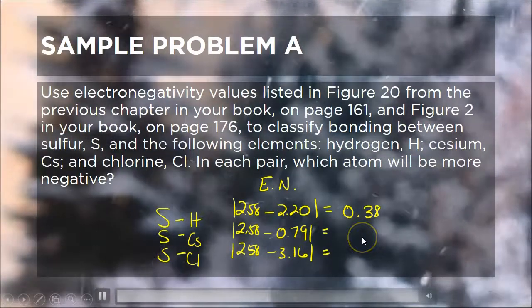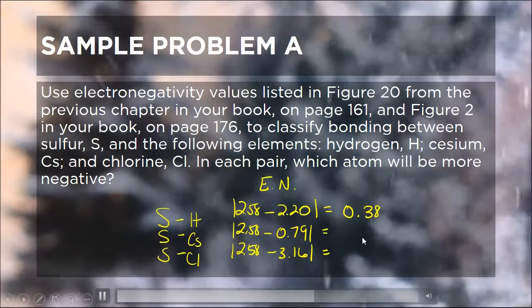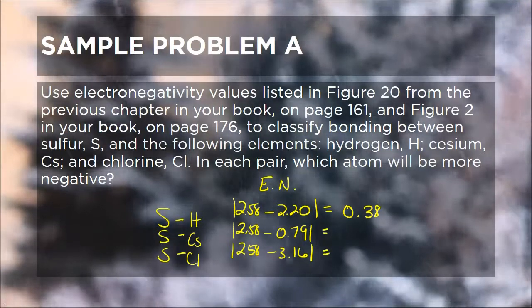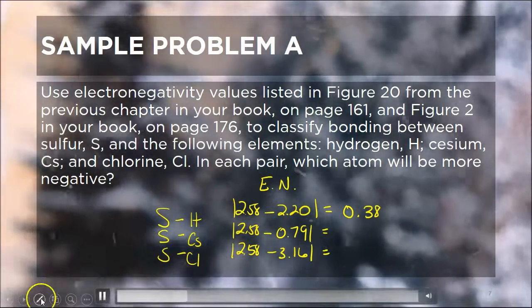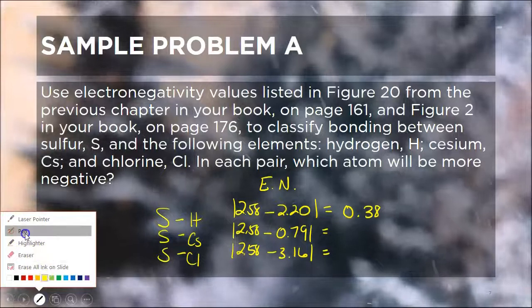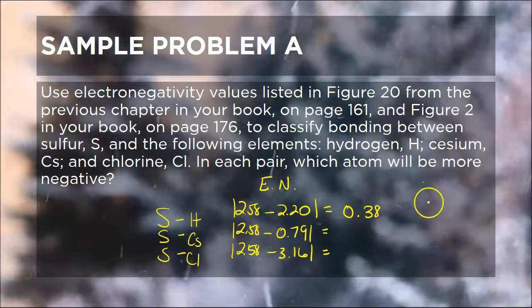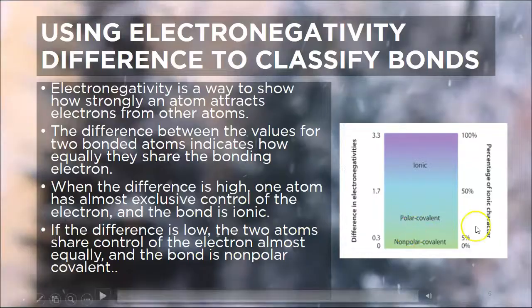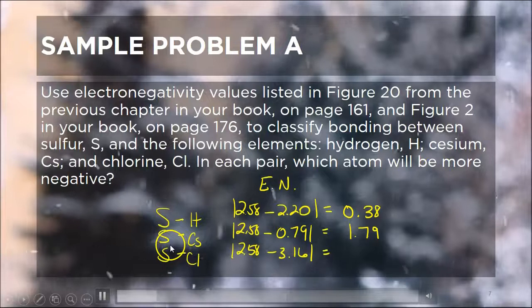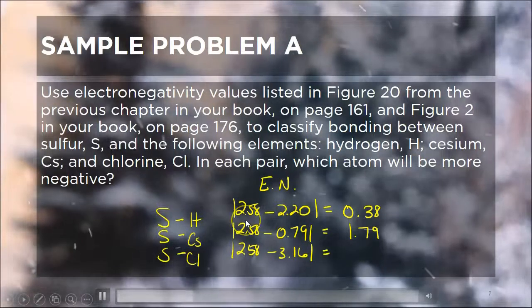Cesium and sulfur, we've got 2.58 minus 0.79, so that's going to be something like 1.78, 1.79. So 1.79, just above the cutoff for what we would consider to be an ionic bond. So you see how sulfur and cesium are going to be an ionic bond.